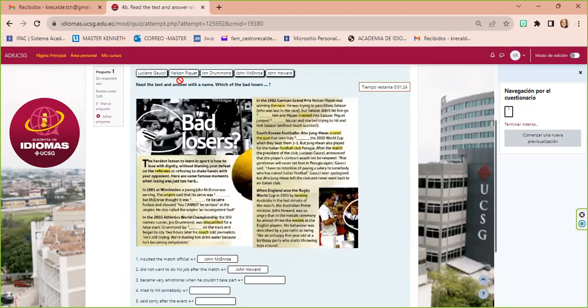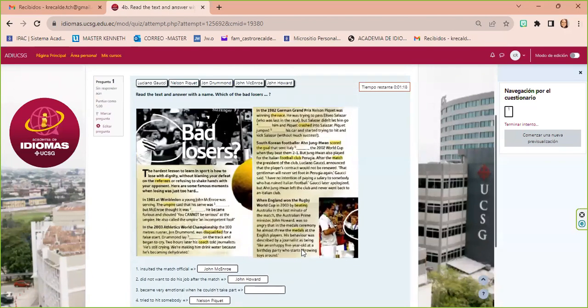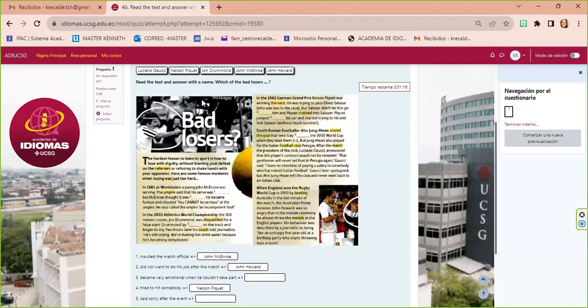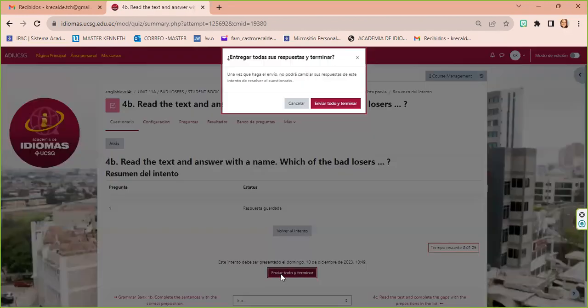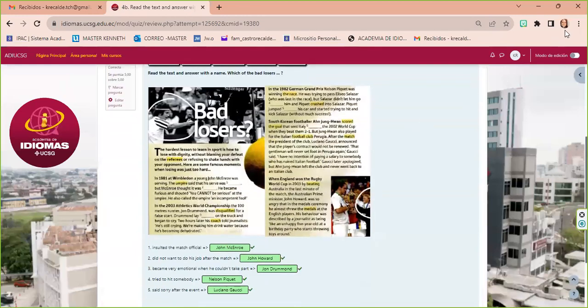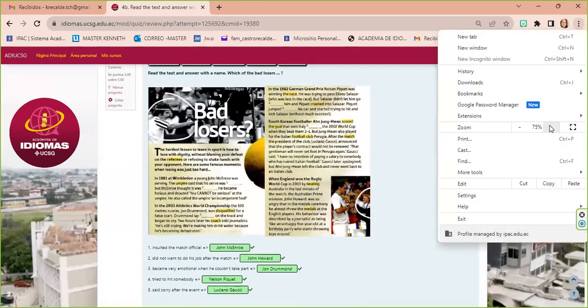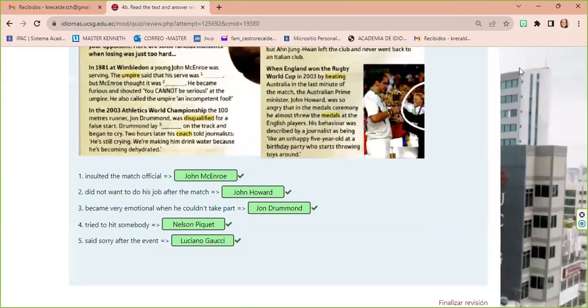So Nelson Piquet tried to hit somebody. Who said sorry after the event? Luciano Gauchi. Luciano Gauchi. And who is missing? John Drummond. Let's check. That is okay. Yeah, that's perfect. Okay, let me make it bigger so you can see. Okay, here we are.